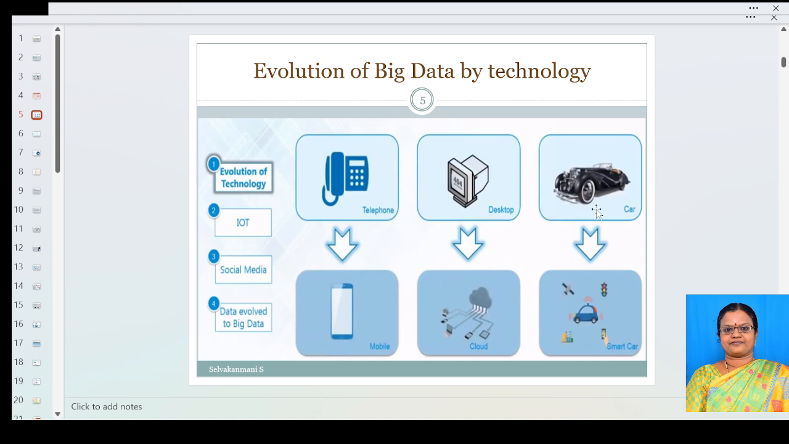And again the car, which was a luxury, has now become possible for everyone in terms of the smart car. I have given only these three devices which have evolved. There are so many devices which have evolved from older days to now, but these three important devices or tools have started producing a lot of information in terms of technology evolution.